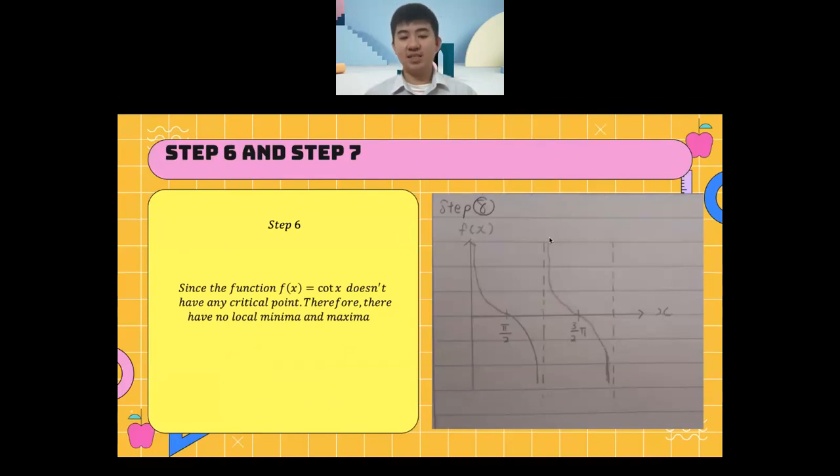In step 6, the function doesn't have any critical point, so it has no local minima and maxima. At last, the right hand side is the graph that I sketched based on the information above.